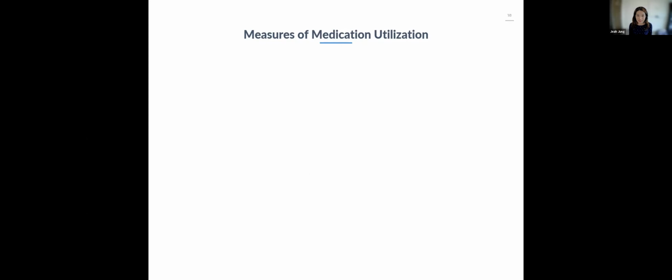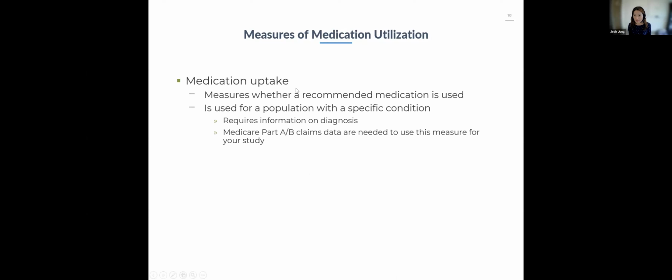So the first thing you could think of is the medication uptake. Do beneficiaries use any drug? But that's not really interesting, right? When you use medication uptake, the uptake means it's 0 or 1, when you use or not use. And for these measures, you may want to specify a population with a specific condition. So this is whether the beneficiary uses recommended medication or not. Among those who have diabetes, do they take anti-diabetic drugs? Then this is medication uptake. So for this measure, you have to define a population with a specific condition.